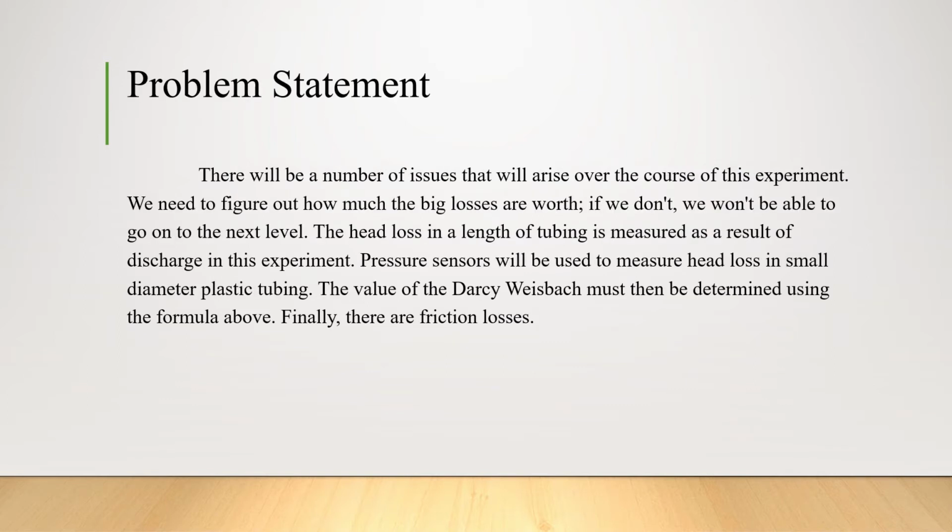Problem statement of this project: there will be a number of issues that will arise over the course of this experiment. We need to figure out how much the major losses are worth. If we don't, we won't be able to go on to the next level. The head loss in a length of tubing is measured as a result of discharge in this experiment. Pressure sensors will be used to measure head loss in small diameter plastic tubing. The value of Darcy-Weisbach f must then be determined using the formula above just now. Finally, there are friction losses.